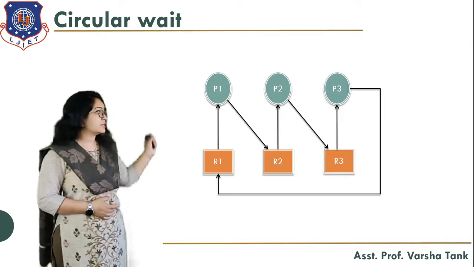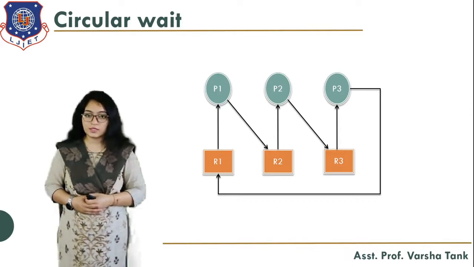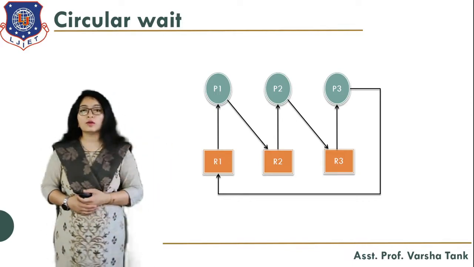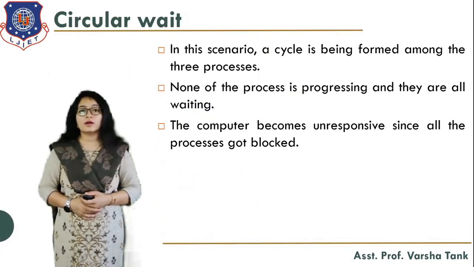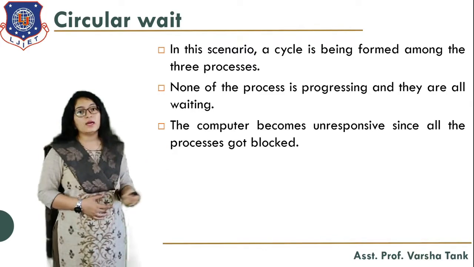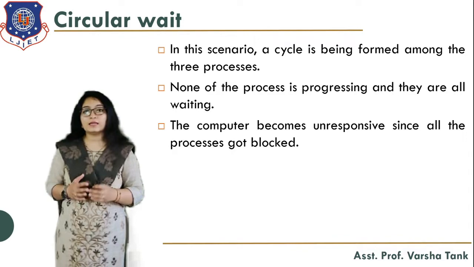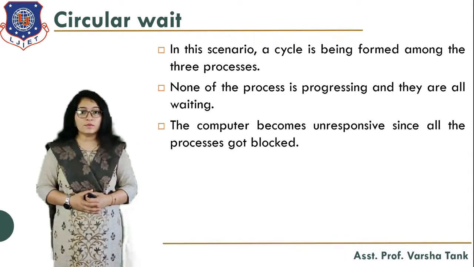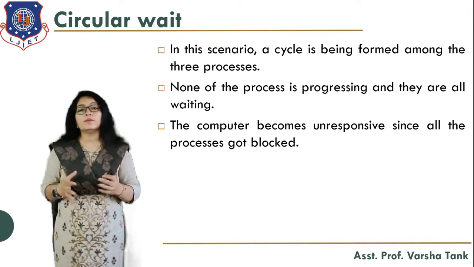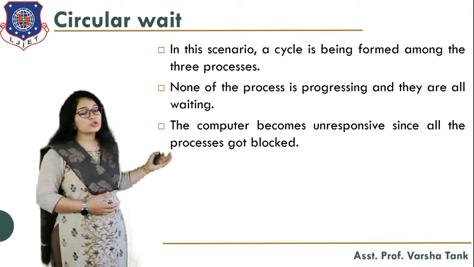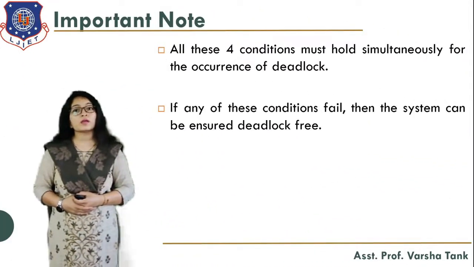So what will happen? Here you can see circular wait is there. Each and every process is waiting for another process. That is what circular wait is. So this forms the circular wait, and this leads to the deadlock. In this scenario, a cycle is formed among the three processes. None of the processes is progressing and they are all in the waiting state. That means the computer becomes unresponsive since all the processes got blocked. So this is another scenario of deadlock occurrence.